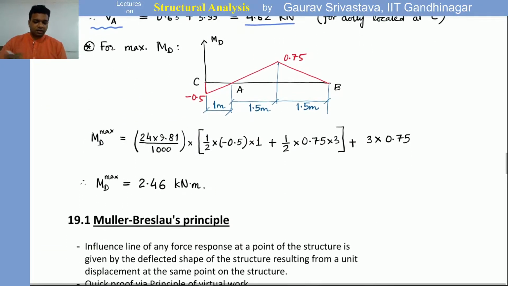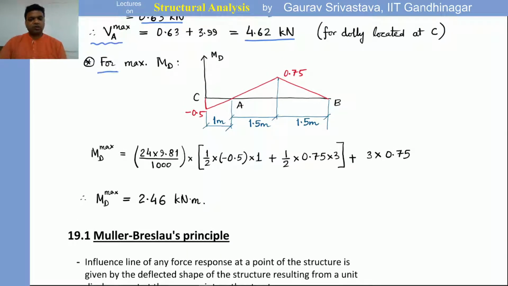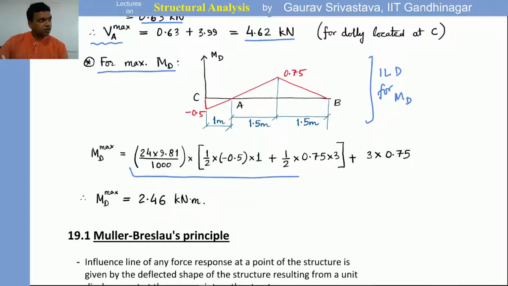Similarly, we can discuss what the situation is for maximum bending moment at D, right? D is the midpoint of the system. Right? So the ILD for moment at D can be drawn, right? So this is the ILD for MD, or moment at D. And once we have drawn this, again, there will be two contributions. So this is the fixed contribution from weight, and this is from the dolly, right?